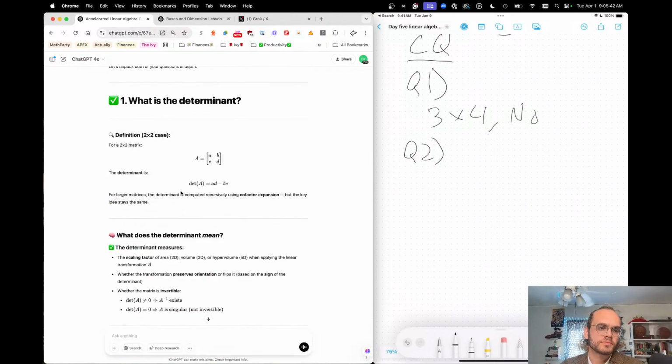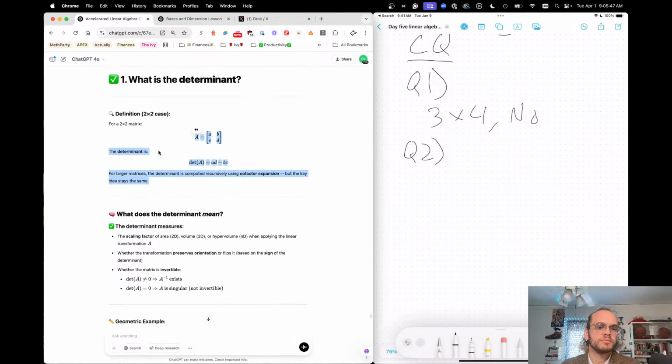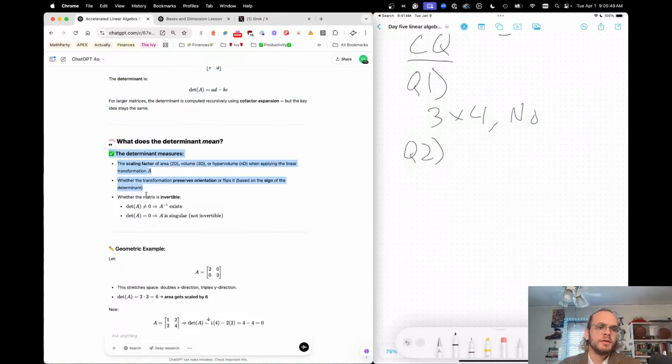Yeah, I get that. The determinant measures the scaling factor of area, volume, or hypervolume when applying the linear transformation of A. Okay, it's the scaling factor. Whether the transformation preserves orientation or flips it is based on the sign of the determinant. Okay, so you have a vector going in some direction. The vector is basically the multiplier, the scaling factor for that. Whether the matrix is invertible, the determinant of A, yeah, I know that.